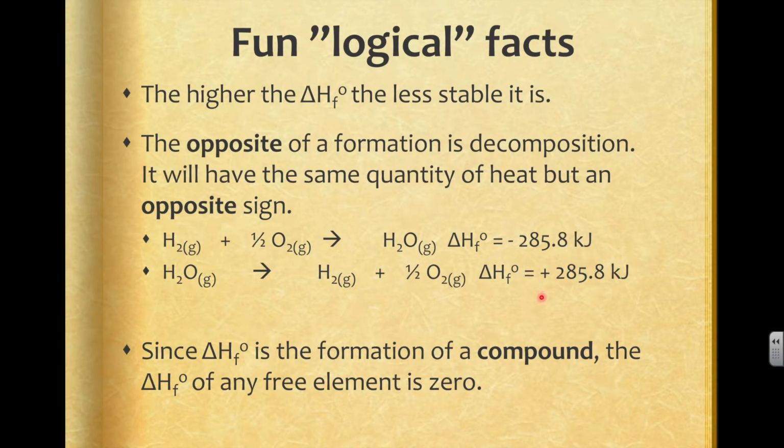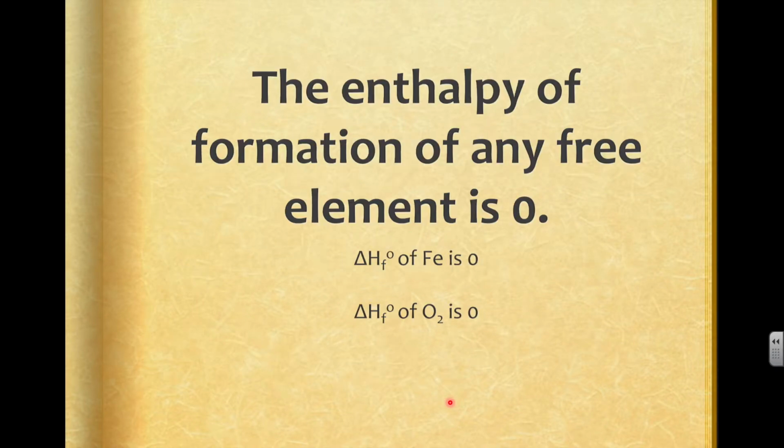Okay. And now, since the delta H of formation is the formation of a compound, the delta H of formation of any element is 0. So any single element like iron, or sulfur, or any element by itself is going to be 0. Any diatomic element such as oxygen, hydrogen, iodine, chlorine, all those guys, is still 0.